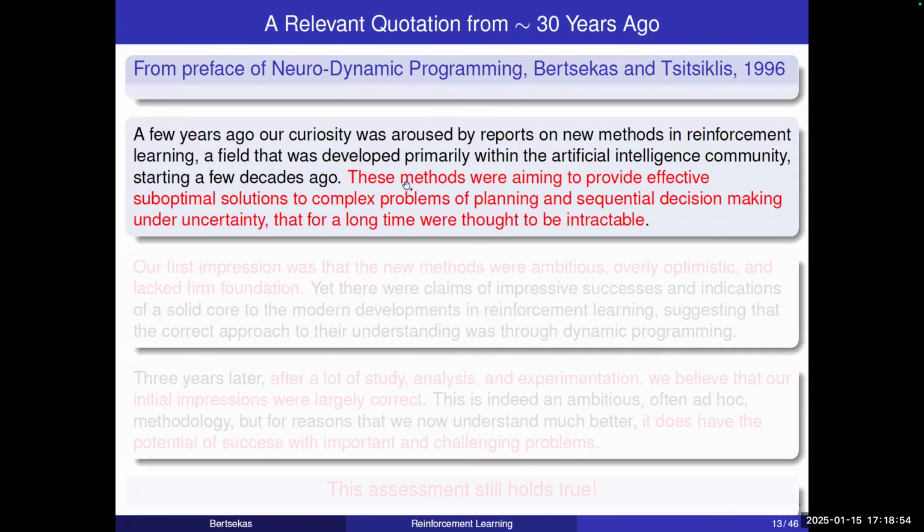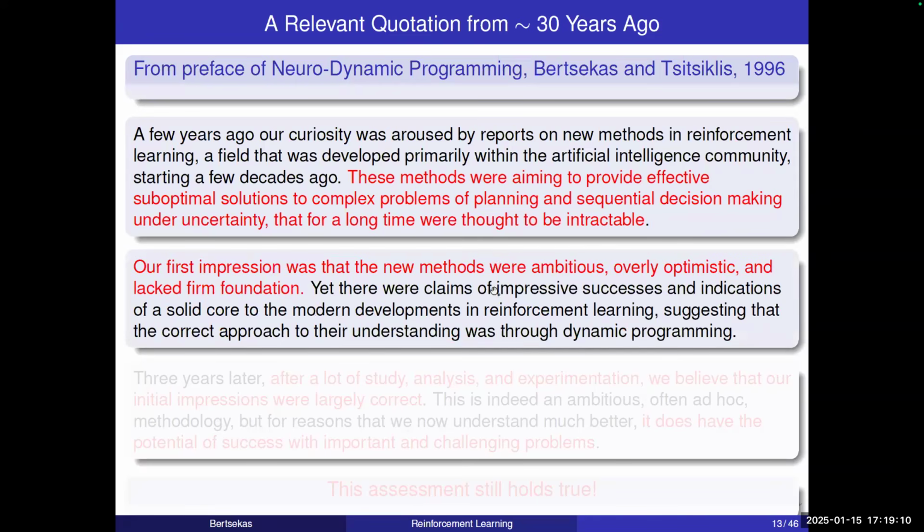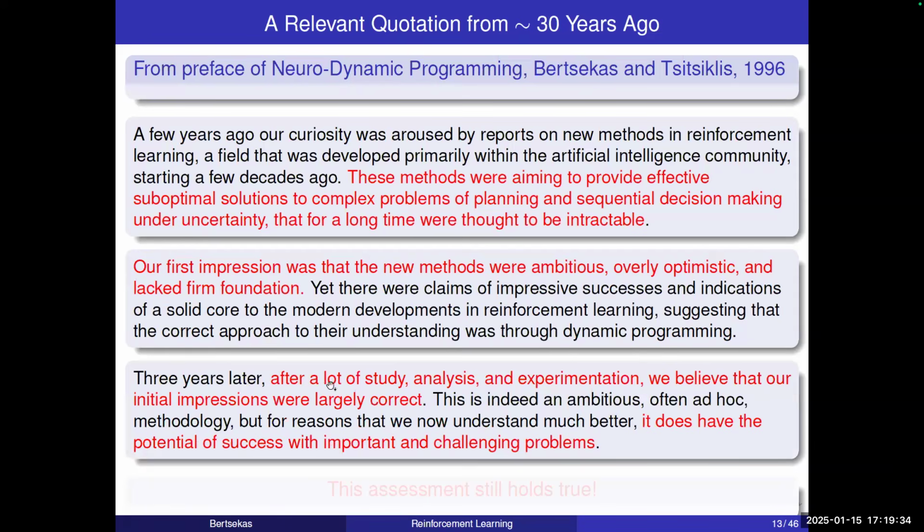Now, the range of problems that these guys in reinforcement learning were addressing was something beyond our mental framework, which was just completely intractable, and we didn't even consider dynamic programming as a method for solving them. So our first impression was that the new methods were ambitious, overly optimistic, and lacked firm foundation. Yet there were claims of impressive successes and a solid core suggesting that the correct approach was through dynamic programming. Now, John and I understood dynamic programming very well, so we were really intrigued and thought we would take a look. And then 3 years later, after a lot of study, analysis, and experimentation, we believe that our initial impressions were largely correct. This is indeed an ambitious, often ad hoc methodology, but for reasons that we now understand much better, it does have the potential of success with important and challenging problems.